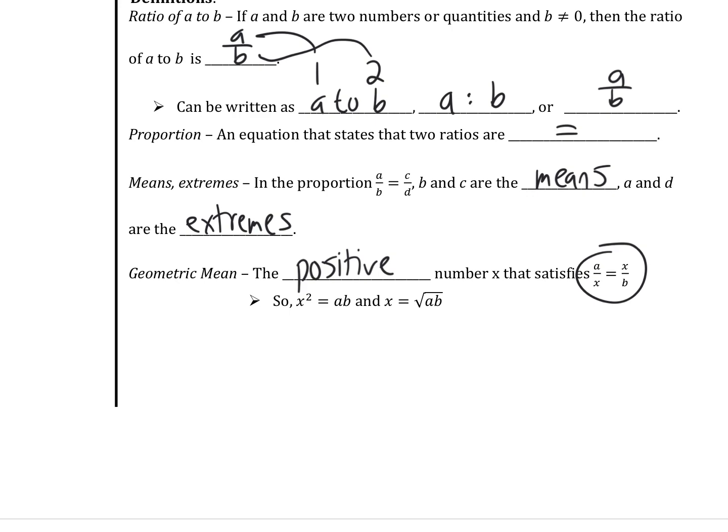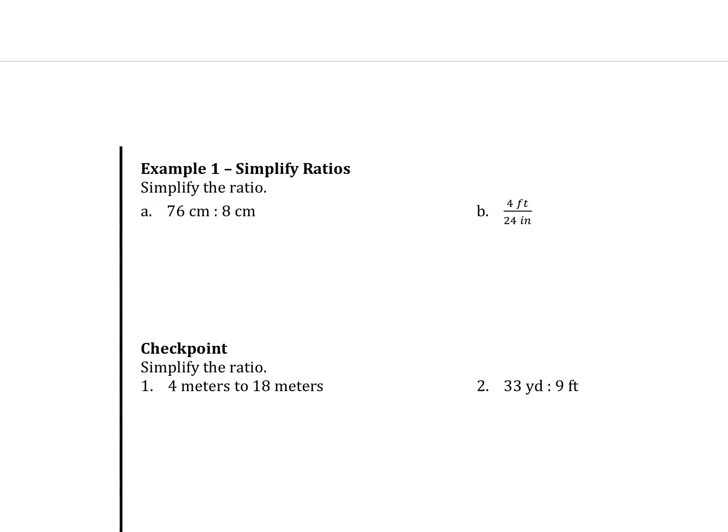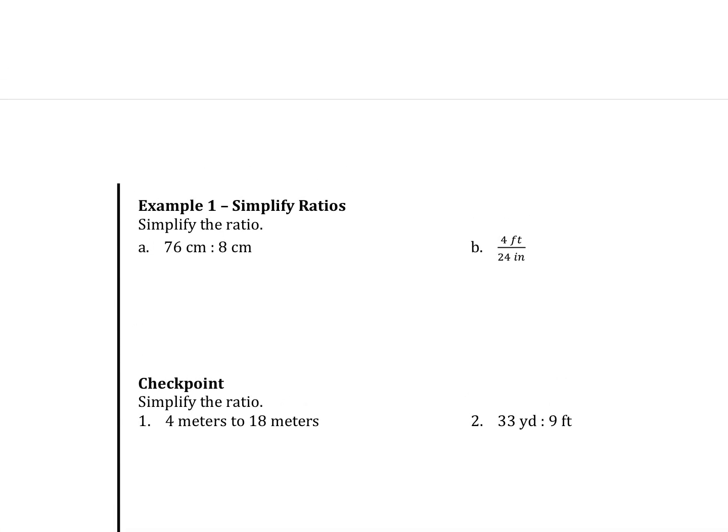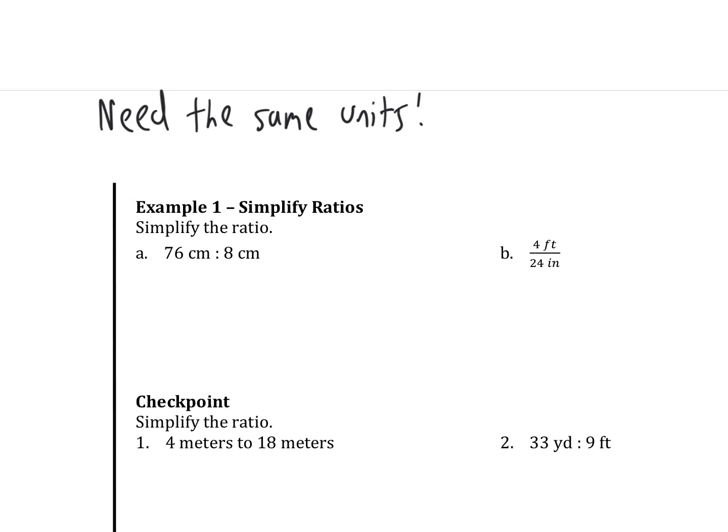All right, sounds good. So let's do some examples here. We're going to simplify some ratios. We're going to compare ratios. One thing we need to put here is that we need the same units. So, if we do this, we have 76 centimeters to 8 centimeters. First things first, are they both the same units? They are. They're both centimeters.